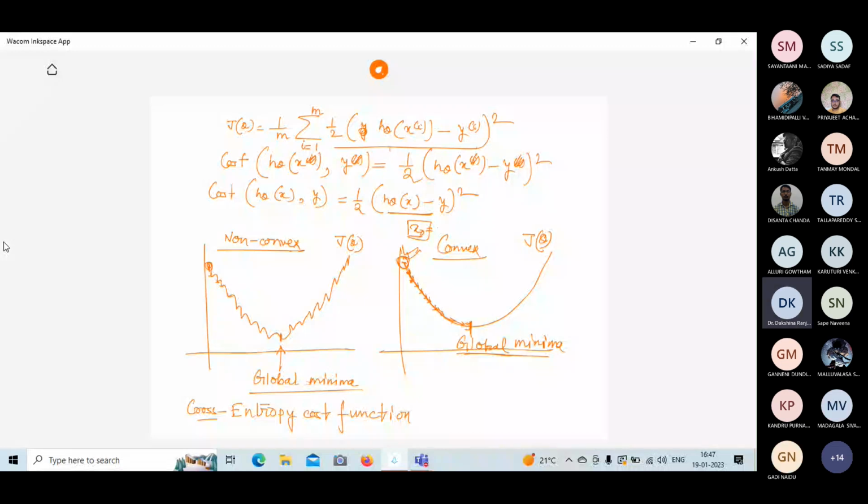Now how will the cross entropy cost function look? We will see how the cross entropy function looks, and we will fit our data into that function, and we will see how the cost function is determined. After having the cost function, we will go for minimization of that cost function using some optimization technique.